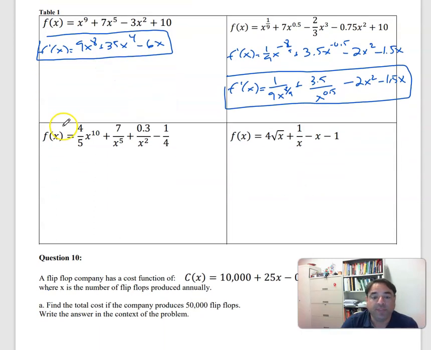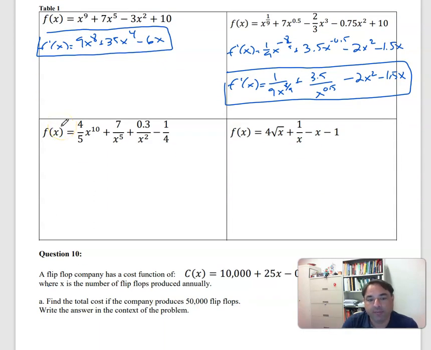Okay. Now, the last two, I would go ahead and I would rewrite them first. We want to make it easier for us to take the derivative. So what do I mean by that? So when I rewrite, notice I'm not taking the derivative, there's no prime here. What I like is the number in front, 4 over 5, x to the 10th. That one's ready to go.